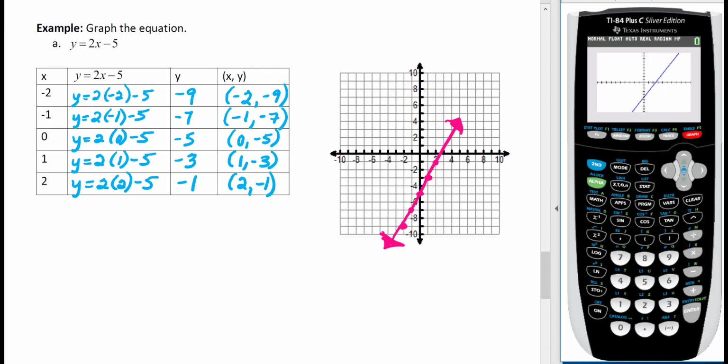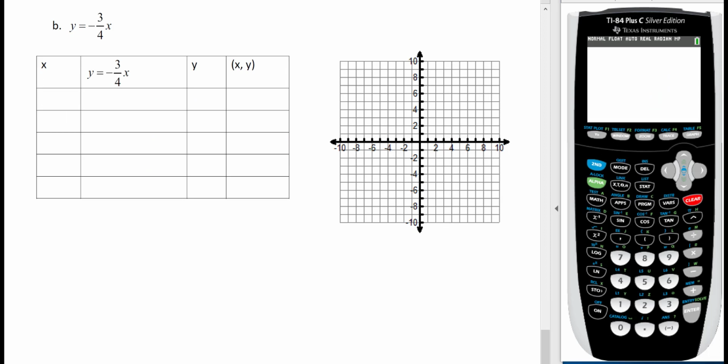Let's go to our next problem. Our next problem is y equals -3/4 x. So with this problem, notice we do not have any x values. So let me choose some. I'm going to go ahead and choose -4, -1, 0, 1, and 4. I'll explain in a minute why I chose those values once we've figured out our answers.